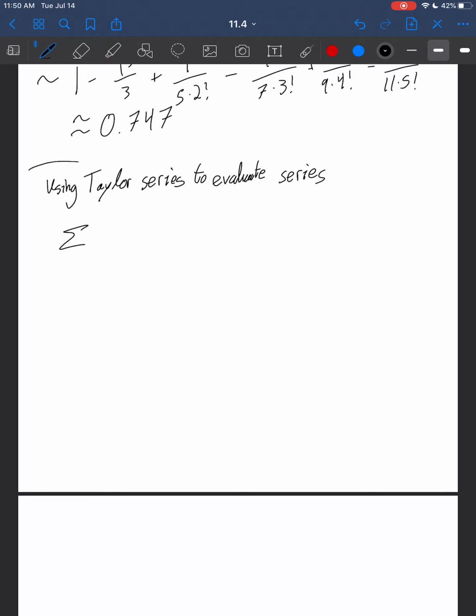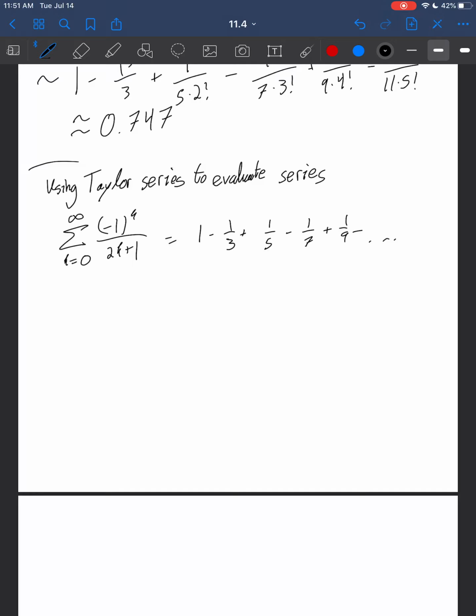So let's say, for instance, I would like to find the sum from k equals 0 to infinity of negative 1 to the k over 2k plus 1. So this is kind of like the alternating series where it's going to be 1 minus 1/3 plus 1/5 minus 1/7 plus 1/9, and so on and so forth, all the way off to infinity. So it's like the alternating harmonic series, but we're just interested in the odd terms.